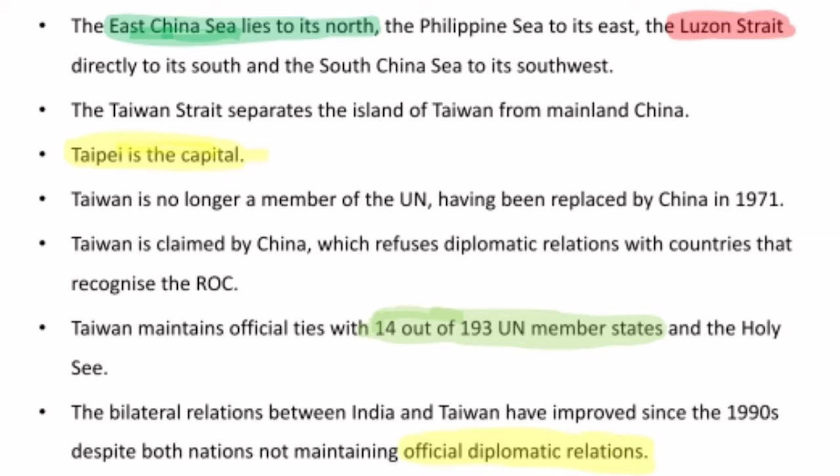Taiwan maintains official ties with only 14 out of 193 United Nations member states, and the Holy See. Why is this? Because China has relationships with every country, including the United Nations countries. So Taiwan is being controlled by China. It is ultimately a way forward for China that Taiwan gets ties with only 14 out of 193 United Nations member states. All other official diplomatic relations of Taiwan are being controlled by China.